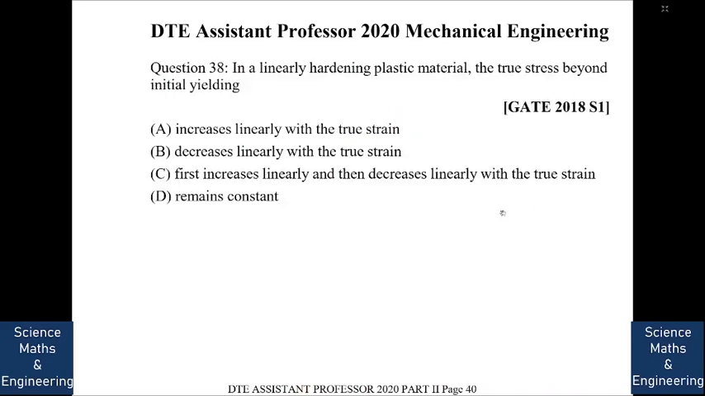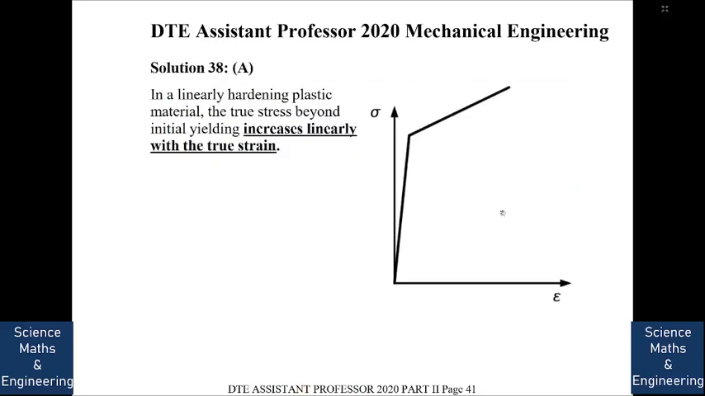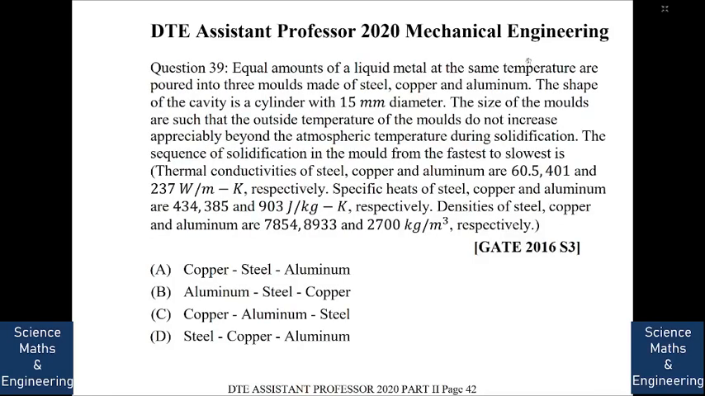Next. In a linearly hardening plastic material, the true stress beyond initial yielding, how does it behave? So this is the graph for true stress and true strain. You can see that the true stress beyond initial yielding increases linearly with the true strain. So this is the line. So it increases linearly. Next question.